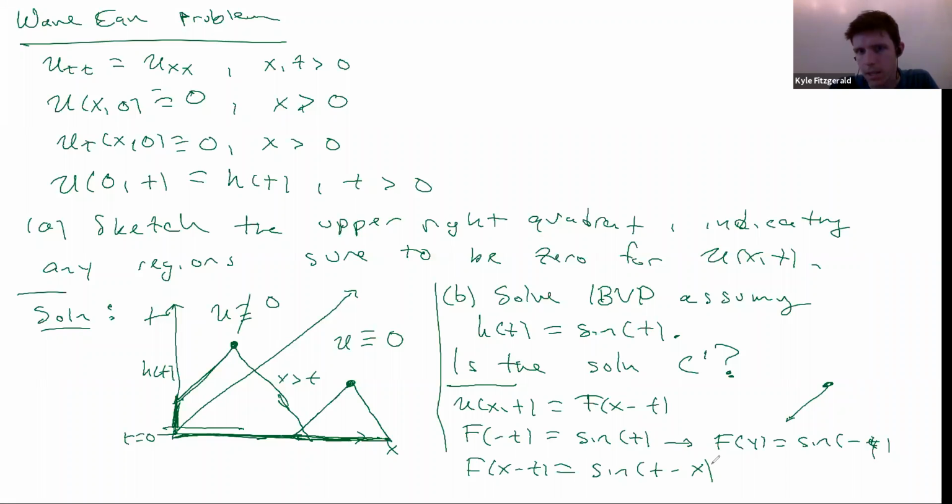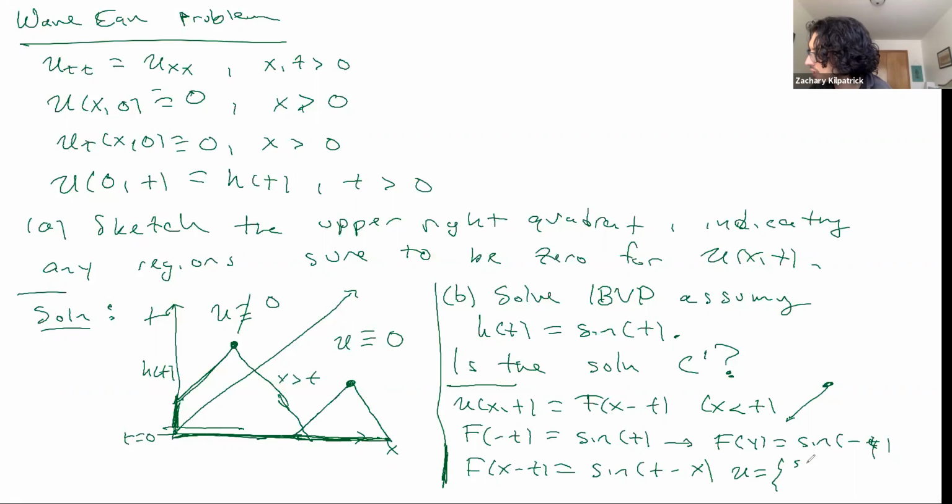And so I find that it's continuous but not C1. Okay, just by taking the derivative. Yeah, because the limit as x minus t goes to 0 from the right of the derivative, negative cosine of t minus x, is negative 1. Yeah, so your final solution is like sine of t minus x for x less than t. Of course, this has to be greater than 0 too, and then 0 for x greater than t.